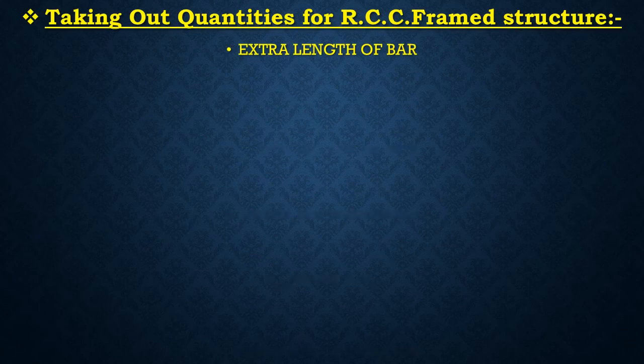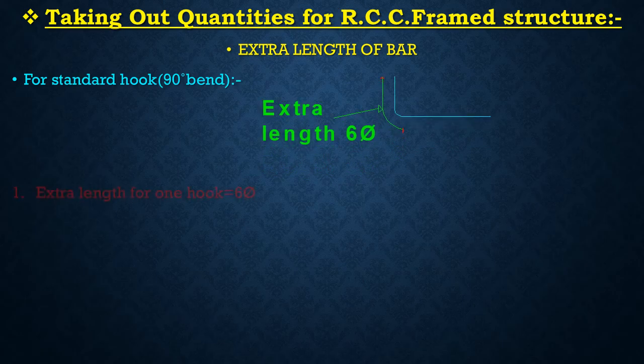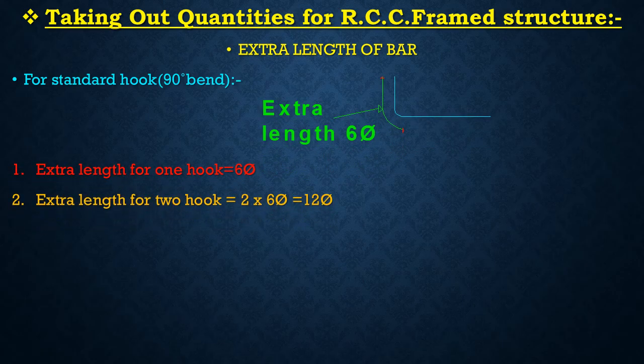Then extra length of bar for standard hook 90 bent. Extra length for one hook is 6φ. Extra length for two hooks is 2 into 6 into φ, which is equal to 12φ.